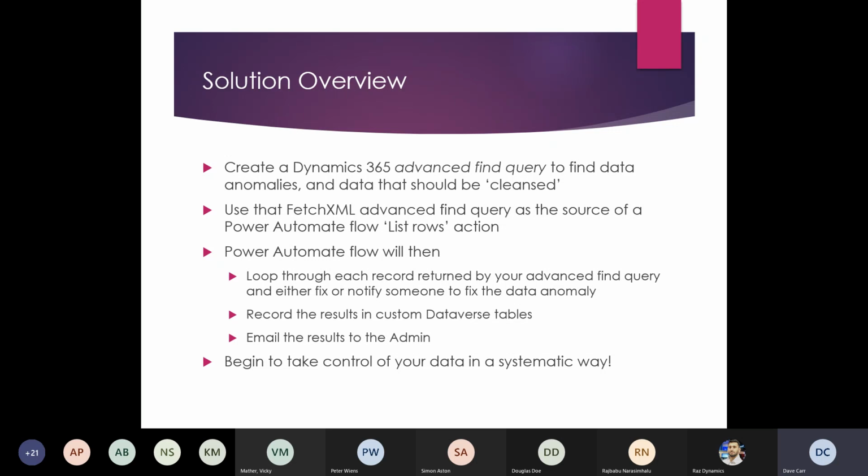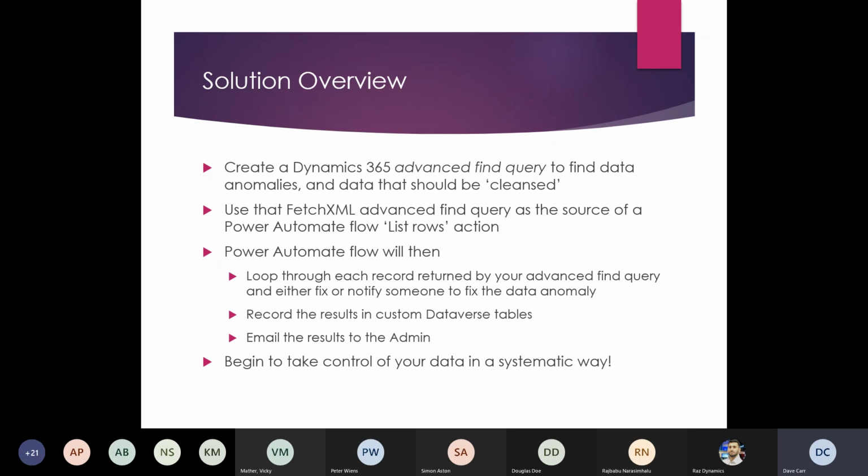So basically, we would run something like, if we want to detect active contacts linked to an inactive account, which is a common one we run. So we do a simple advanced find query that says, show me all the contacts in my system that are active but are linked to an account with a status that's inactive. And we can run that query.